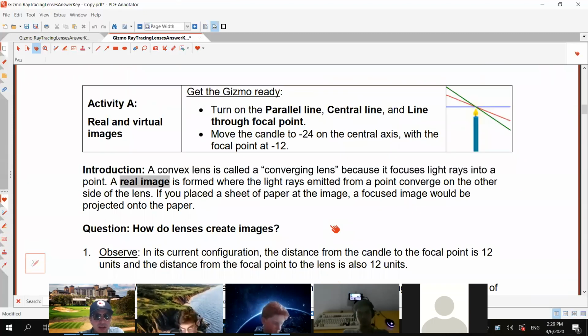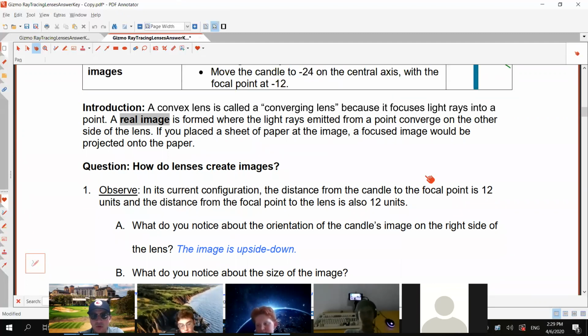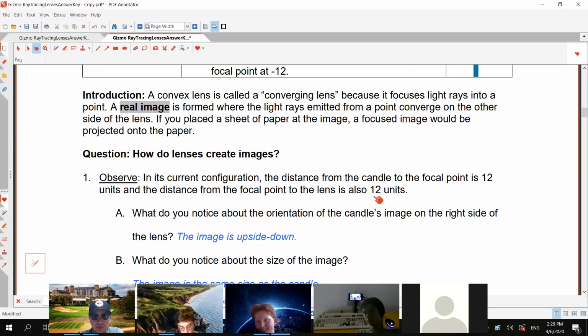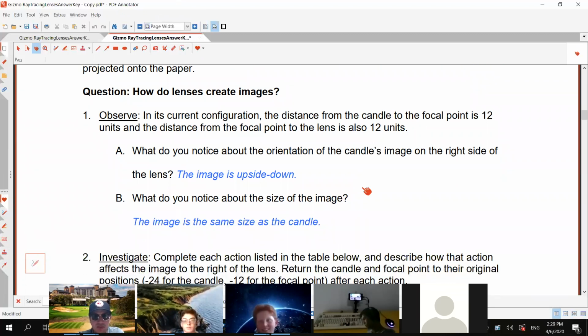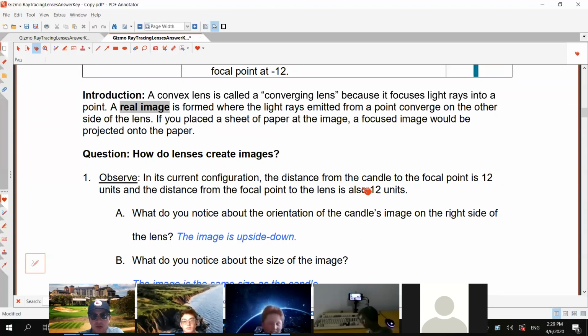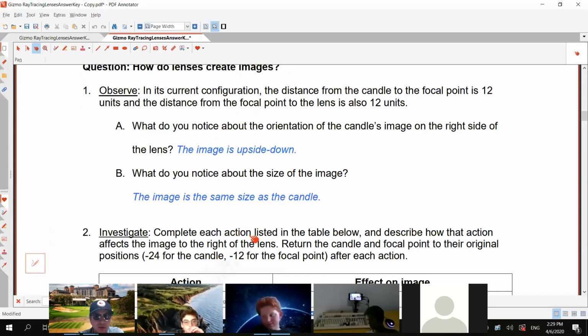In the activity, question one asks you to observe, in its current configuration, the distance from the candle to the focal point when it's set to a focal point of 12 and a distance from the focal point to the candle of 12, at 24 total units. What do you notice about the orientation of the candle's image on the right side of the lens? We should have noticed that the image was upside down when given the parameters listed here at the beginning of the activity. What did you notice about the size of the image? The image should have been the same size as the candle because we were at 2F.